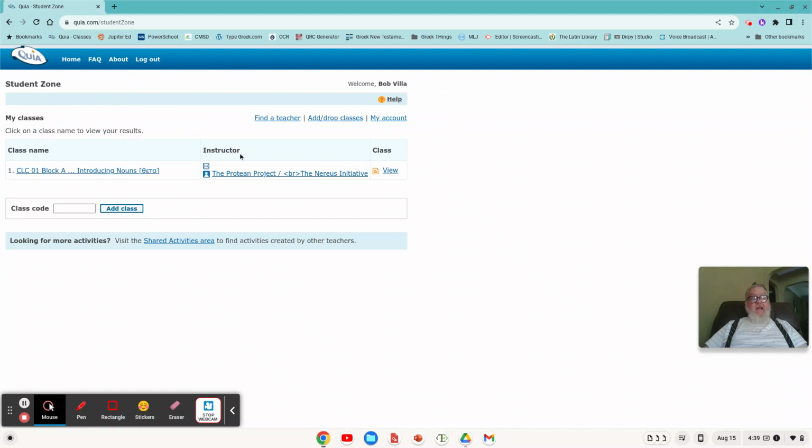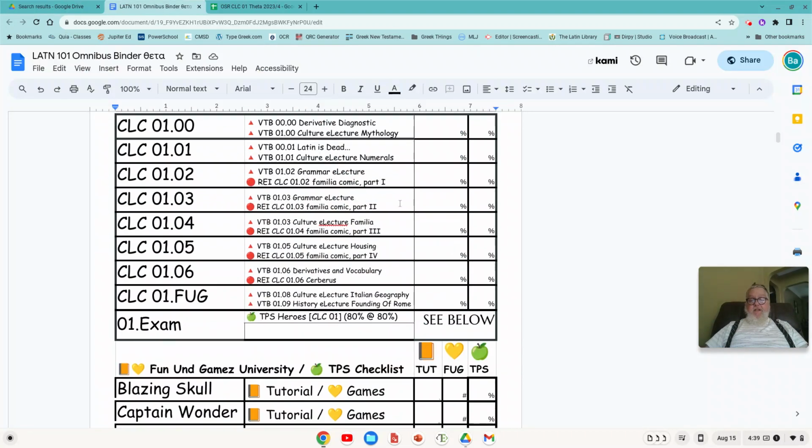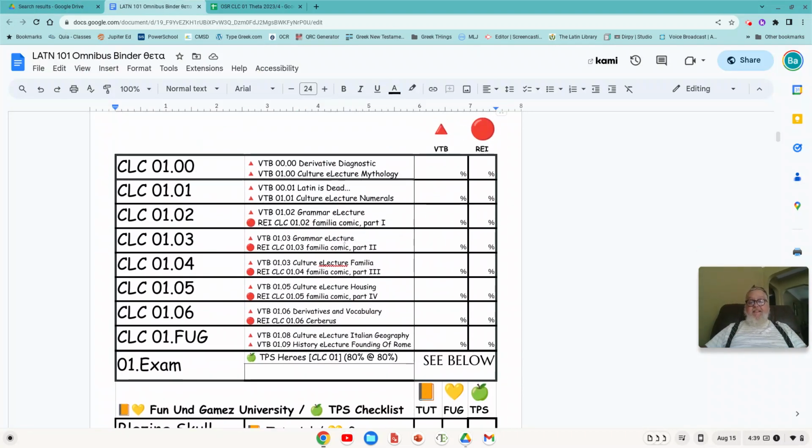So let's begin. How do I know what I'm missing, Reverend Greg? Good question. If you ask me, I'm going to say, look in your omnibus binder, because in your omnibus binder, you have this thing right here. This is your grade book. You keep track of your grades. I don't. I just measure if it's done, send a notification, but everything in the computer is auto-graded. I just tell you if it's done or not. You have to determine your percentage.